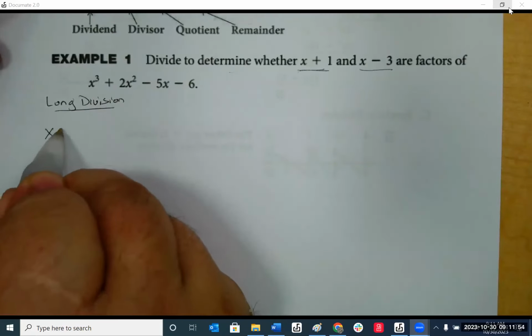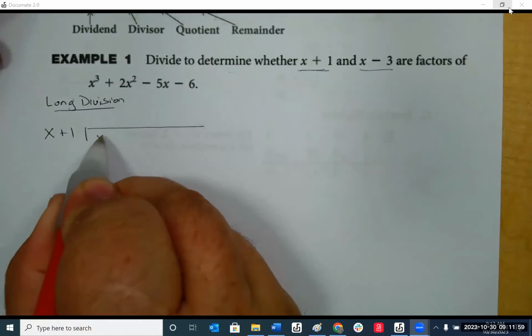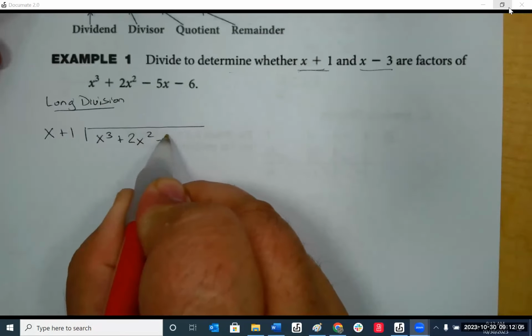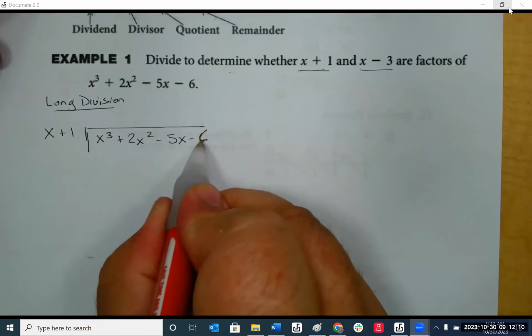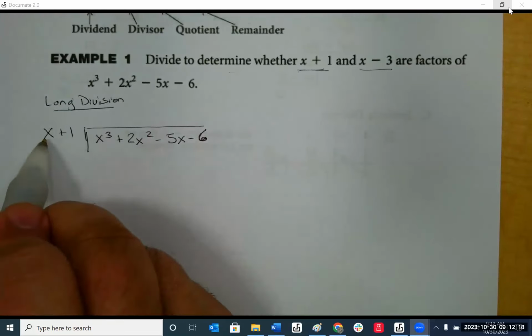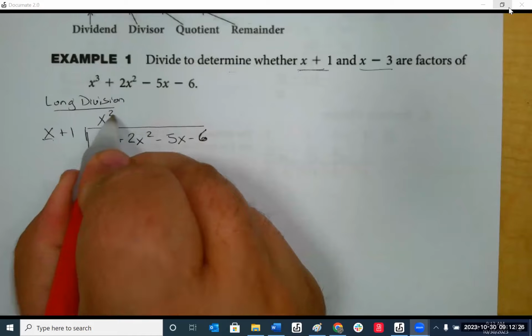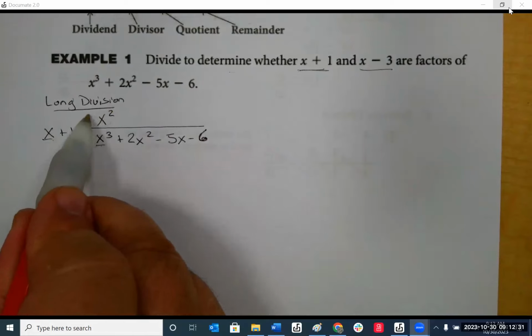So we have x plus 1, x cubed, 2x squared, minus 5x minus 6. Again, look at leading terms. X times what gives me x cubed? I'm missing 2 x's, so it's x squared. Multiply this to both of those.